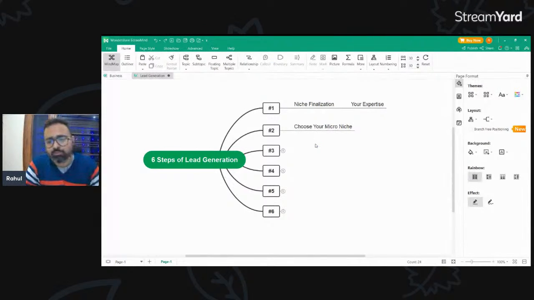If you are not deciding your micro niche, the traffic which you are getting would not be of great quality, and will be a poor lead. So micro niche is something. Now Facebook thing is vast.